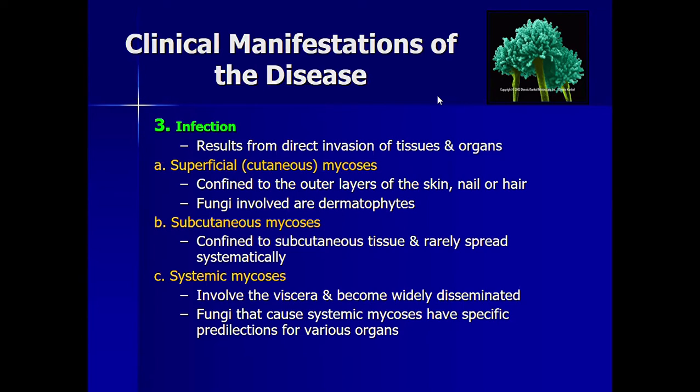Then we have the cutaneous mycosis. These are confined to the subcutaneous layer of the skin and rarely spread systemically. So they are just confined to the subcutaneous layer. They do not spread. Then the third group of fungal infections are referred to as systemic mycosis. This involves the viscera and becomes widely disseminated. So fungi that cause systemic mycosis have specific predilection to various organs. Like for example, the aflatoxin, mostly it goes to your liver.